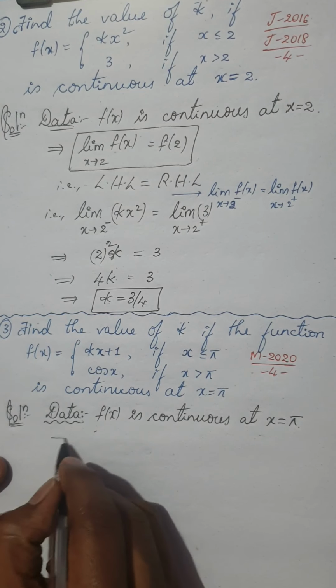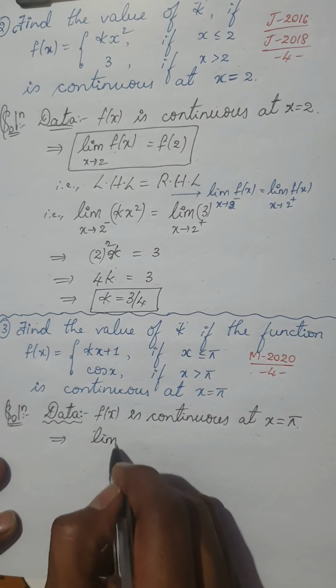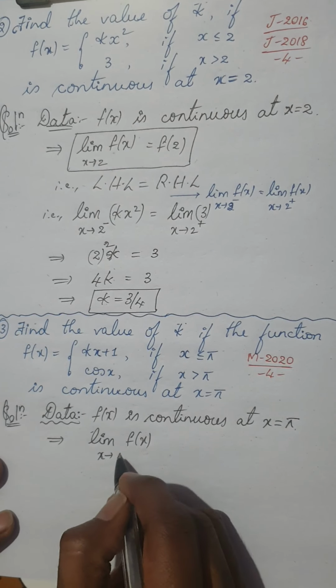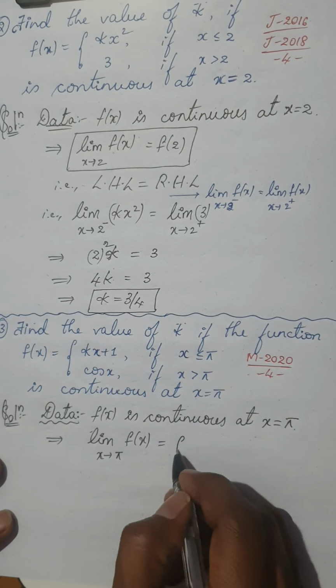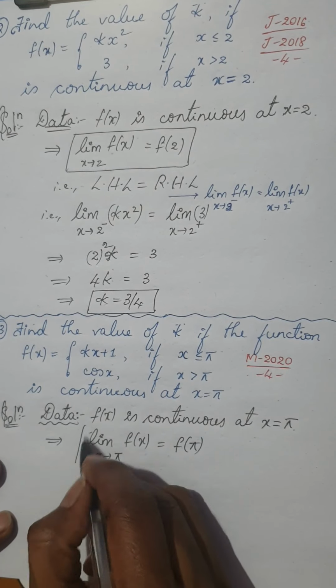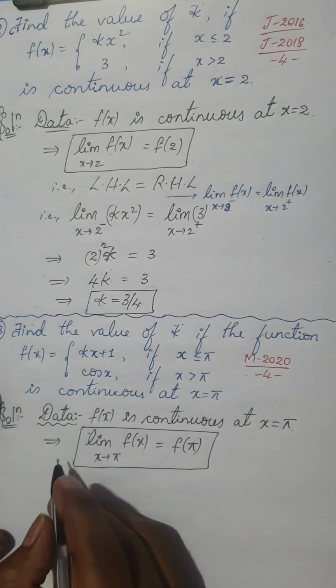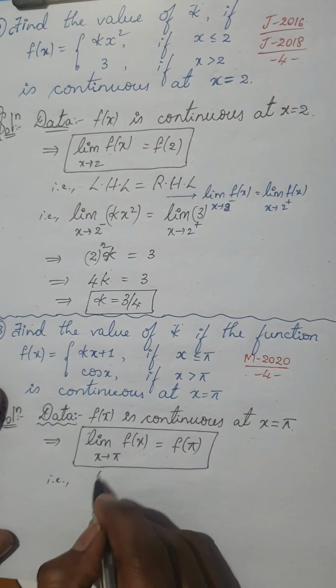So this implies, what do you mean by this? That means the limit of f of x as x tends to pi is nothing but f of pi. This is the definition. Don't forget to write this step. What do you mean by this?